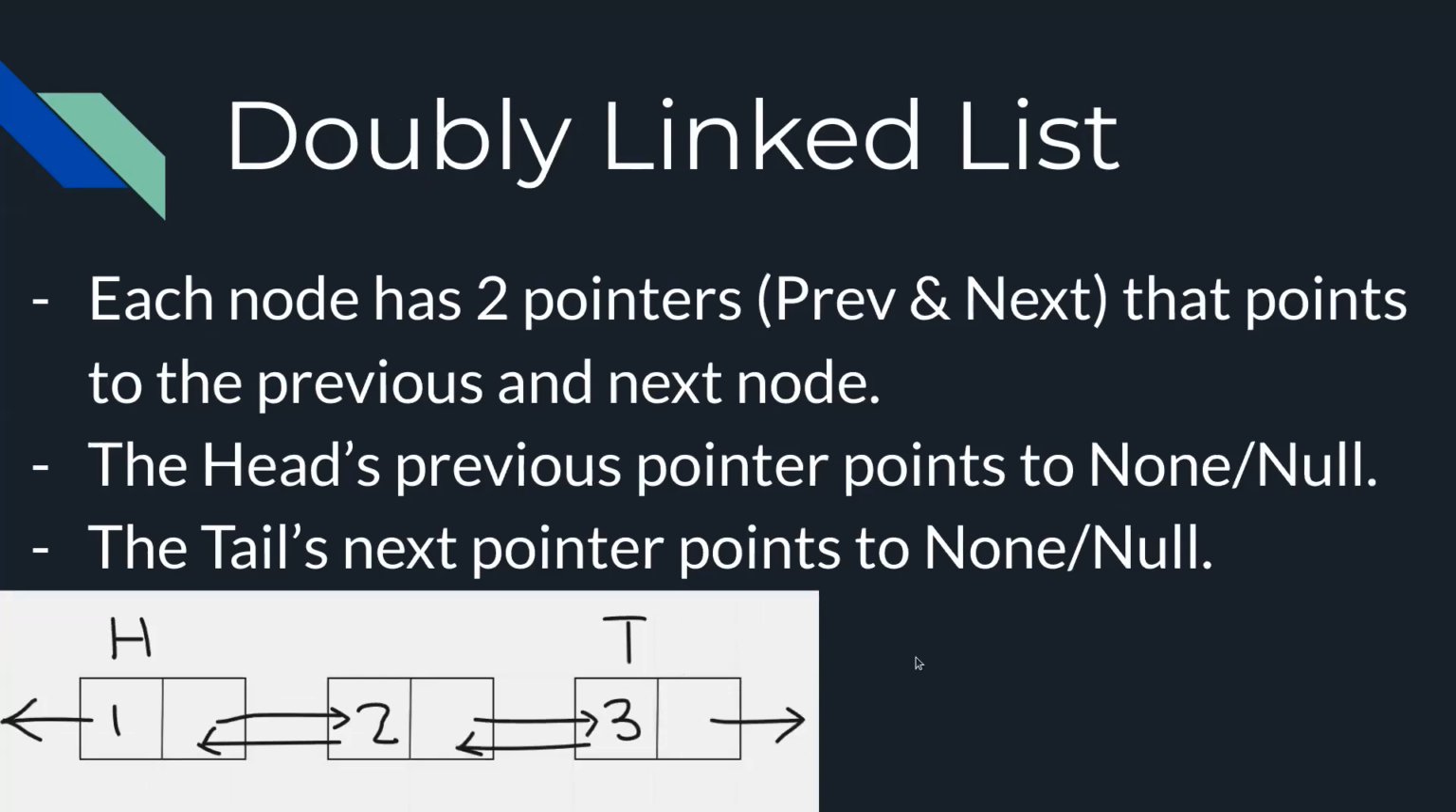The next type is a doubly linked list. So here, each node has two pointers, one that points to the previous node and one that points to the next node. And so if you look at the head node, its previous pointer points to null because there's nothing before it, and its next pointer points to the second node. If you look at the second node, its previous pointer points to the head node, and its next pointer points to the tail node. And if you look at the tail node, its previous pointer points to the second node, and its next pointer points to nothing because there's nothing after the tail.